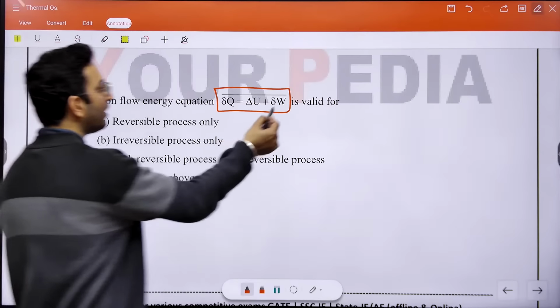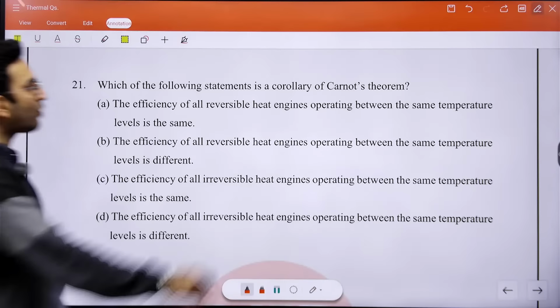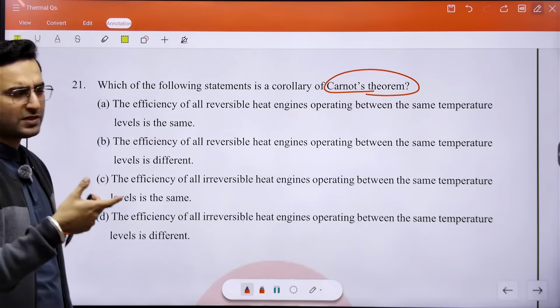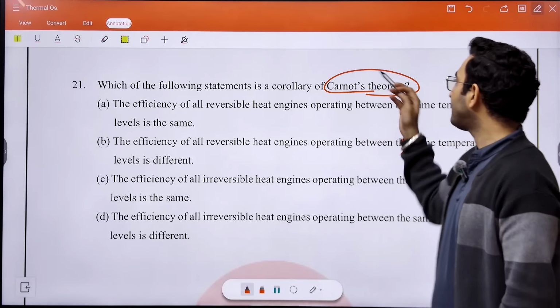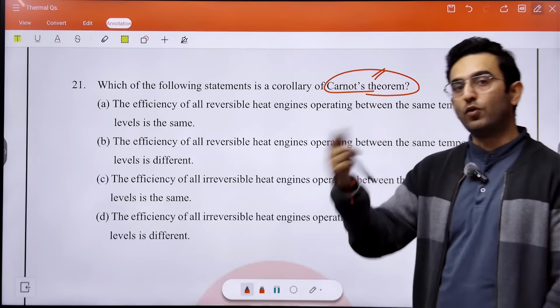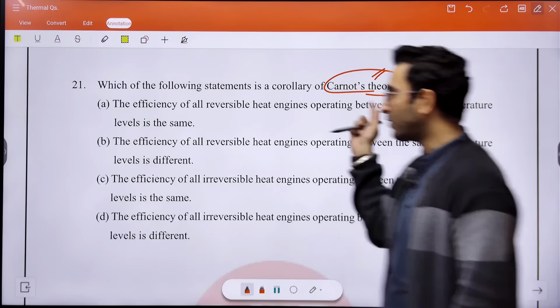Next question. Which of the following statements is a corollary of the Carnot theorem? Simple question. Carnot theorem states that the efficiency of all the reversible engines operating between the same temperature limits is going to be the same. That is a corollary of the Carnot theorem. What is the statement of the Carnot theorem here? Efficiency of reversible is always going to be more than the irreversible cycle. That is the statement of the Carnot theorem here.